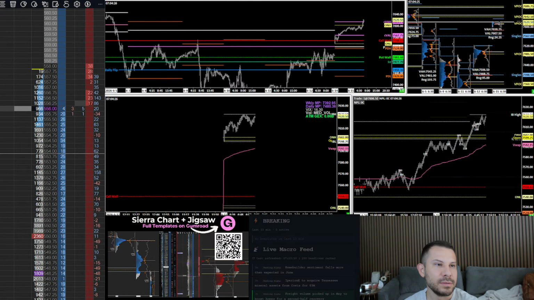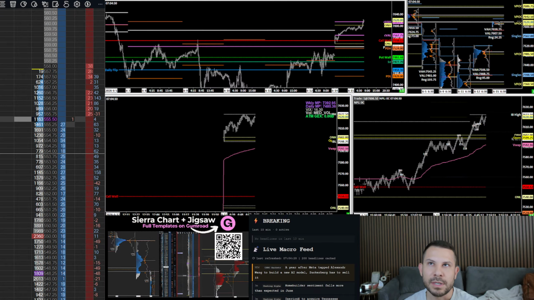What VWAP do you use? Do you use RTH? Some people anchor it to like midnight too, you know. There's different anchors for VWAP. Personally, I just use the full session, with VWAP extensions, like the first standard deviation both ways. I used both, but mainly RTH.